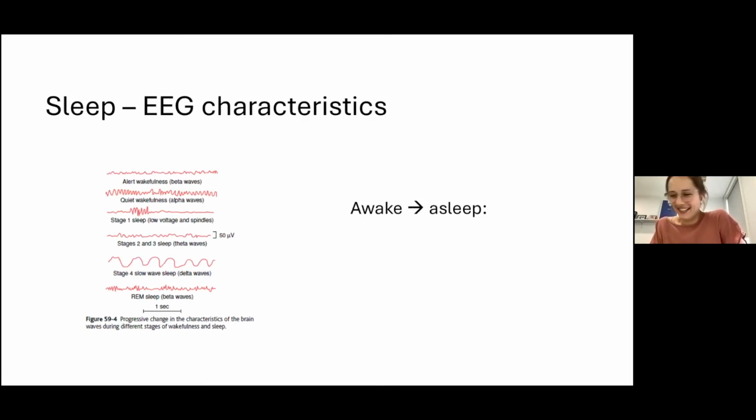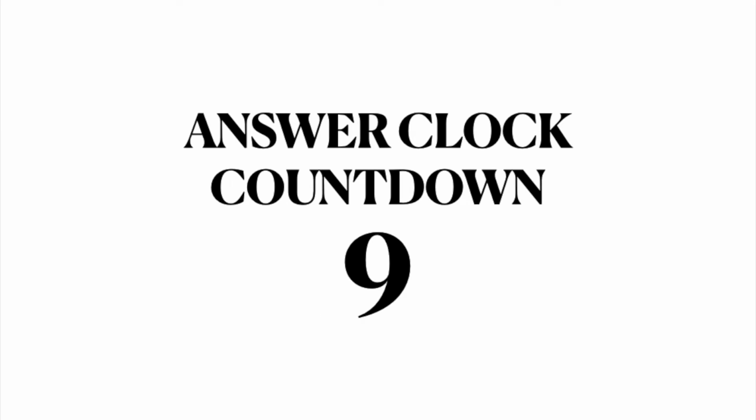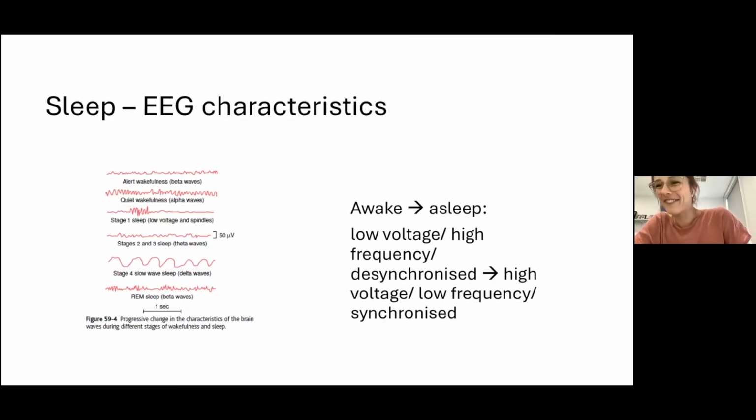All right, so let's talk quickly about EEG characteristics. Can you just give me very quickly an overview of what happens as you go from awake to asleep with your EEG characteristics? I don't want waves or anything. I just want a general feeling of what happens. But all of that was spot on.